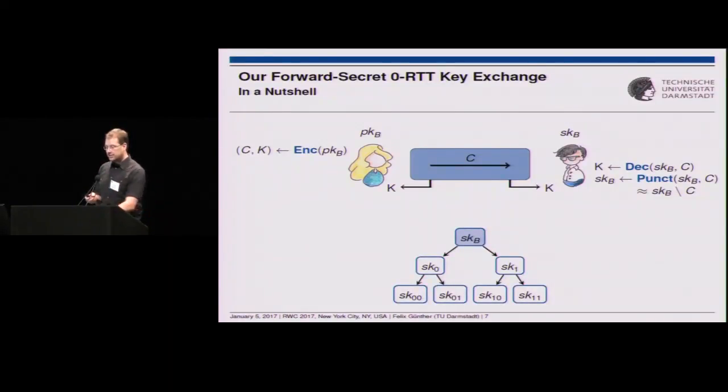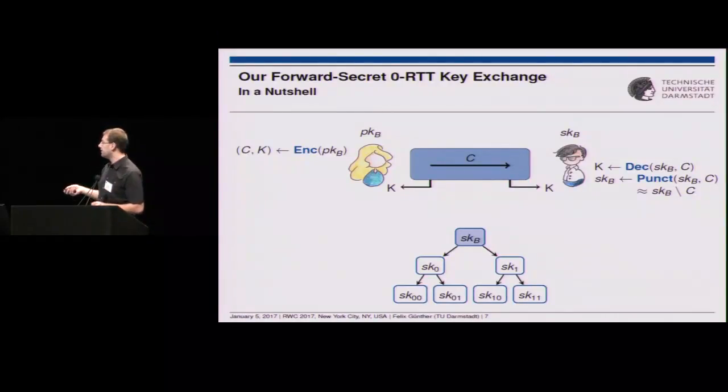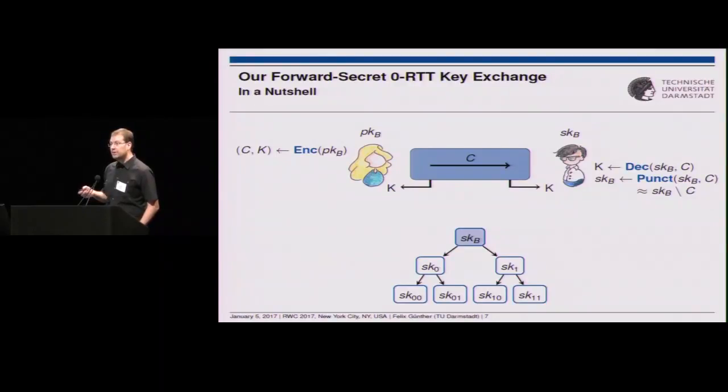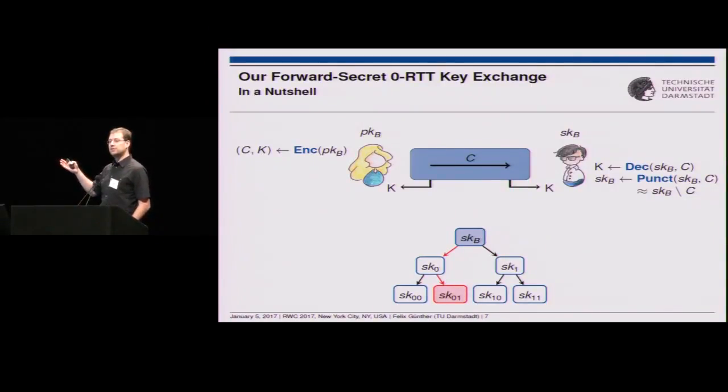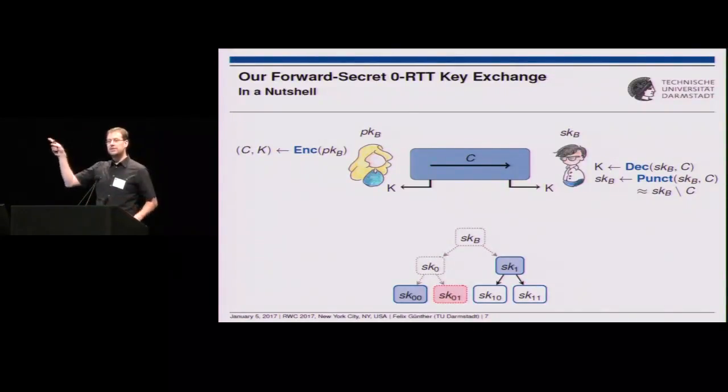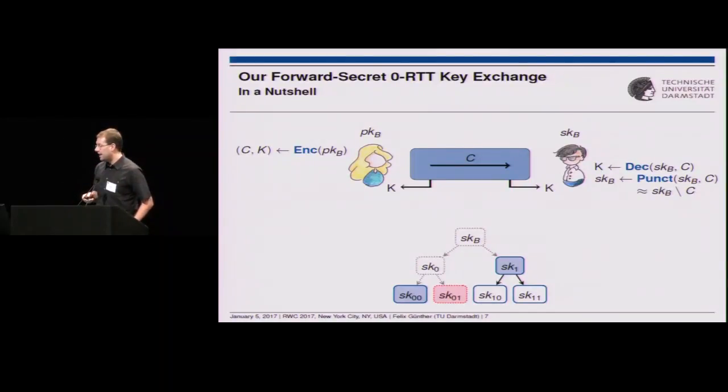Essentially, the secret key Bob holds is a part of a hierarchical key structure. In the beginning, Bob will hold the root node in this tree. Now, if a ciphertext arrives, let's say 0-1, Bob will use this root node to derive the secret key corresponding to that ciphertext in order to decapsulate. He will then puncture this key, which means he removes all the nodes on the way from the root node to this leaf node in order to not be able to derive this key again. Instead, as the new secret key, he will store the siblings on the path from the root to the leaf, and this still allows him to derive all the other keys in the tree.